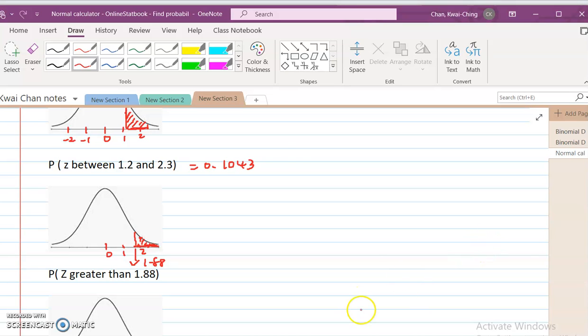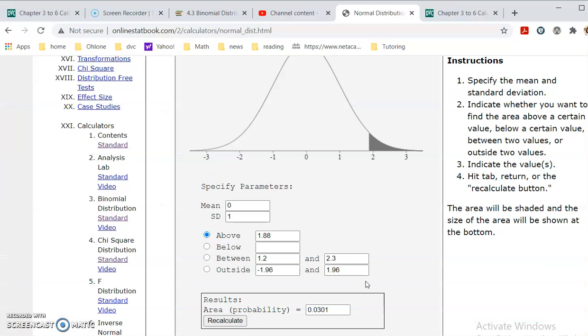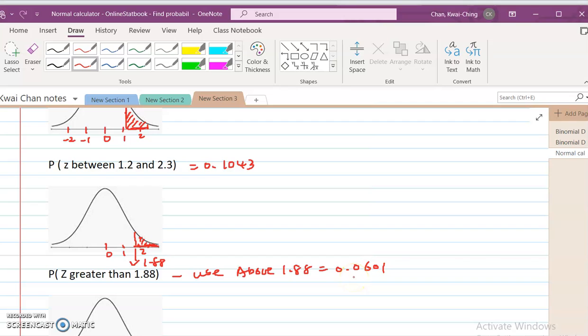So you would use above 1.8, and it gives 0.0301. I mistakenly read it as 0.0601 at first.